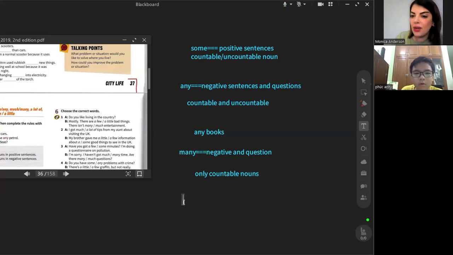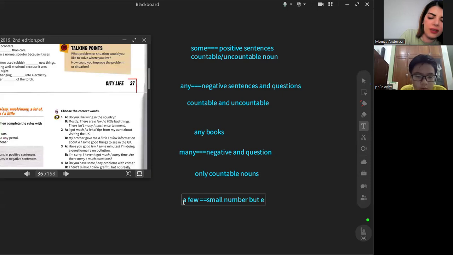A few, okay, it's about a small number, but enough. Countable. So small number, but enough. So this is about a few. I have a few, for example, pencils. Okay, pencils. So you know that we need to add s.